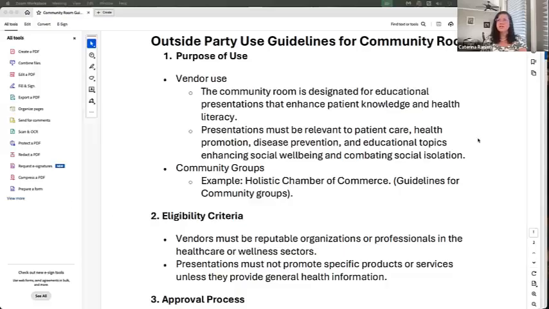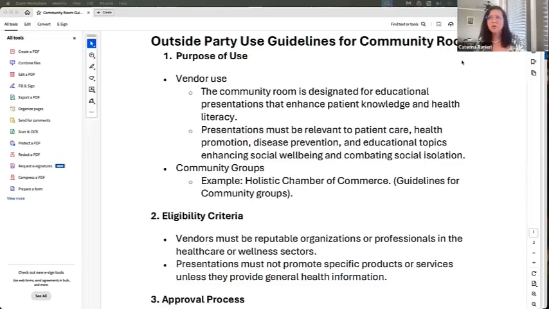Thank you. I don't think it's boring at all. But anyways, I'm going to share my screen next, which are the guidelines that Ochsner 65 Plus puts out to the community to let them know about the availability of this room. And we're just going to go through it. So here we go. Hopefully you'll see my screen. Yes. Outside party use guidelines.